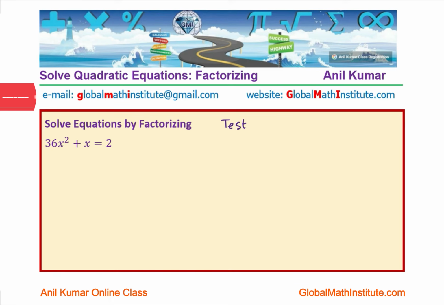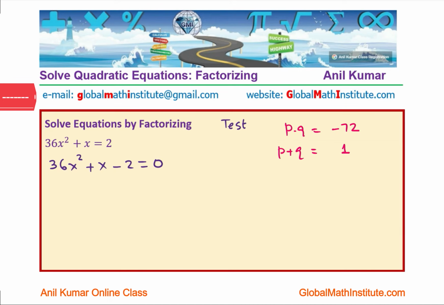Well, here is the solution. So we have 36x squared plus x, bringing 2 to the left side. We get this equation. Now we are looking for a product of two numbers. What should be the product? Well, the product should be 36 times minus 2, which is 72. And the sum of these two numbers should be just 1.